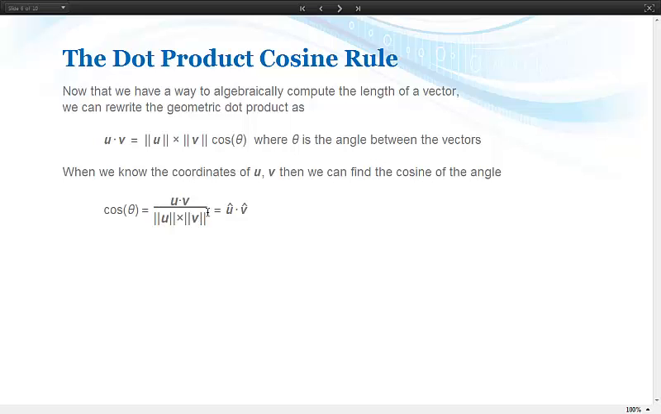And that's the same as the dot product of the unit vectors that go in that direction, because we have u over the norm of u dotted with v over the norm of v. So this is a handy formula for determining the angle between two vectors, even if they live in higher dimensional space.